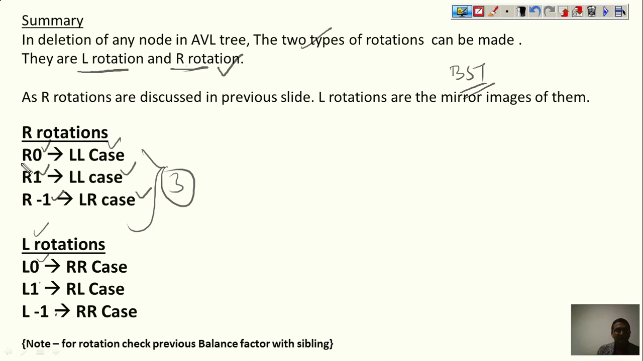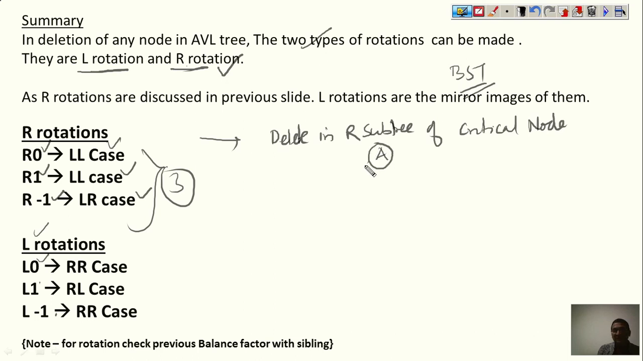Now, how the name is given, just keep in mind that when I say R rotation, it means the deletion is happening in the right subtree of the critical node. If the node which is deleted exists in the right subtree of the critical node, then these are the R rotation cases. So in this case, we are calling A the critical node, and the left subtree root is called B, and you have deleted from here. This is the R case.